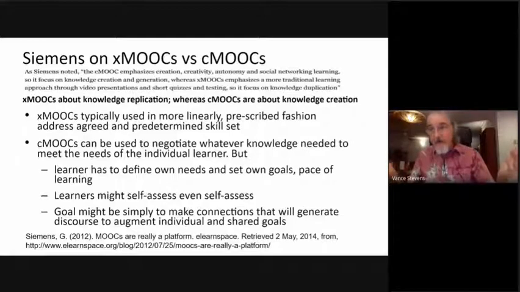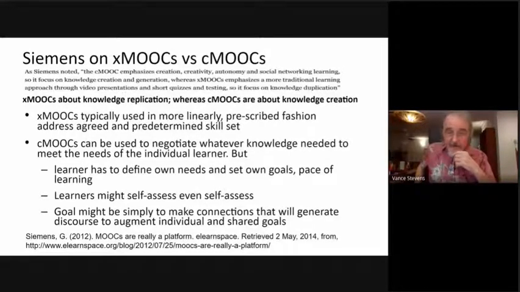He said he didn't know of any body of knowledge or any research that indicated you really had to follow a set prescribed path of knowledge, that learning in your own way was fine for certain things. But in this case, of course, the learners have to define their own needs, set their own goals, and their own pace of learning. They learn by interacting with each other. They might self-assess, or they might assess each other. Anyway, they'll make connections that will generate discourse, arguments, and address their shared goals.